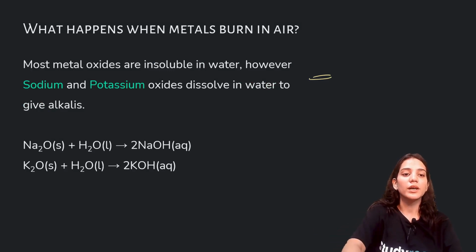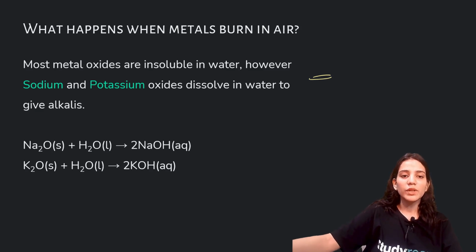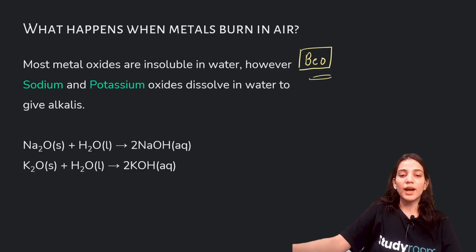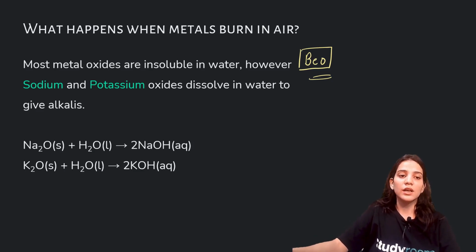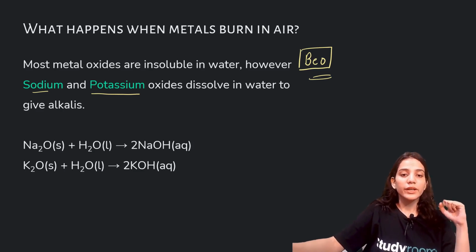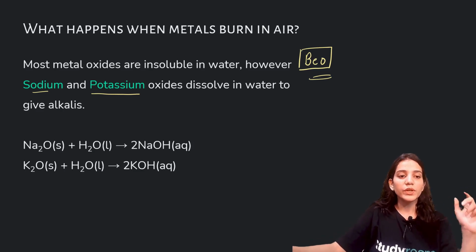Here we are talking about the metal oxides. Most of them are insoluble in water. For example, let us take the example of beryllium oxide. It is a very famous example of a metal oxide which is insoluble in water. However, sodium and potassium oxides dissolve in water to give alkalis. Sodium and potassium individually even react vigorously with water. So their oxides, when dissolved in water, produce alkalis.